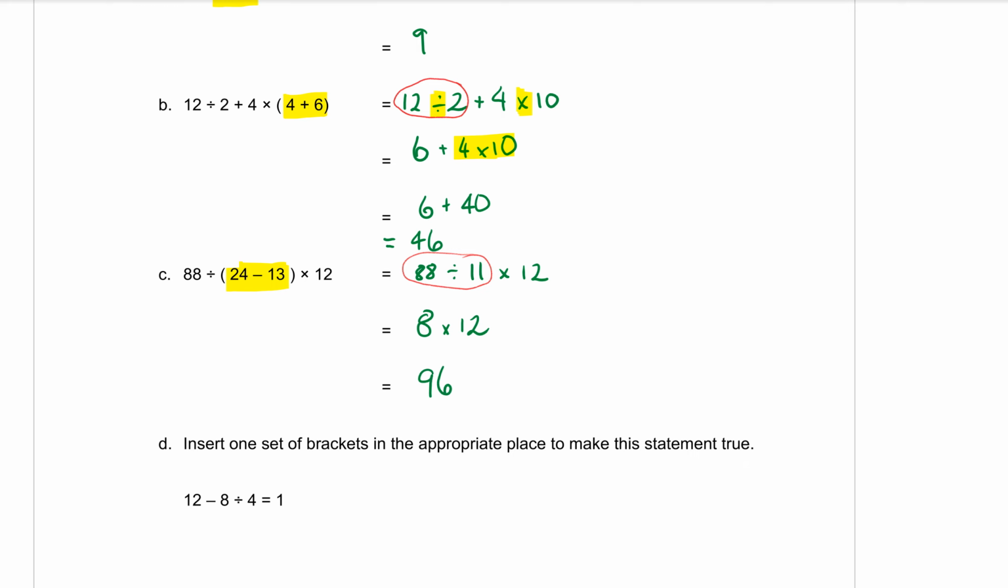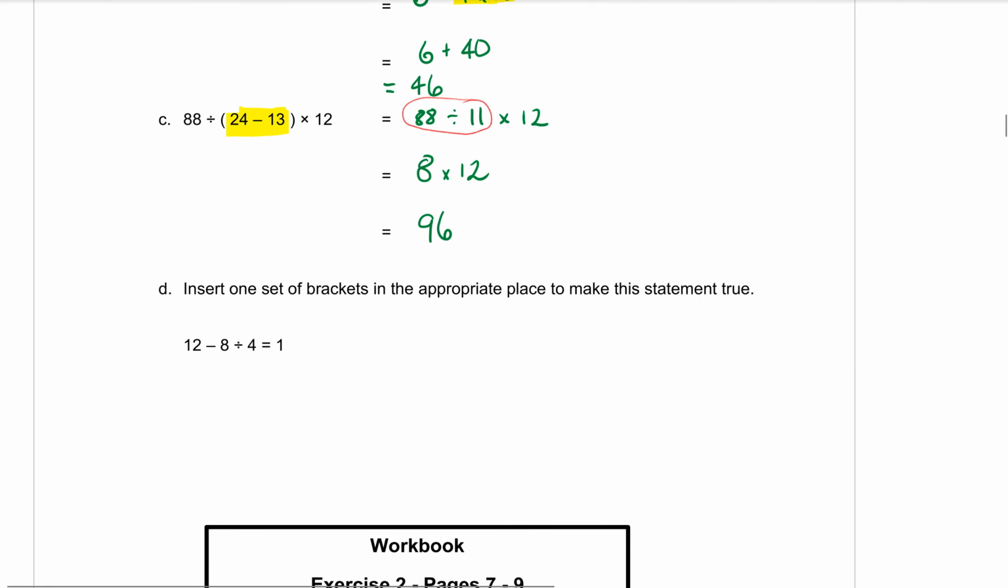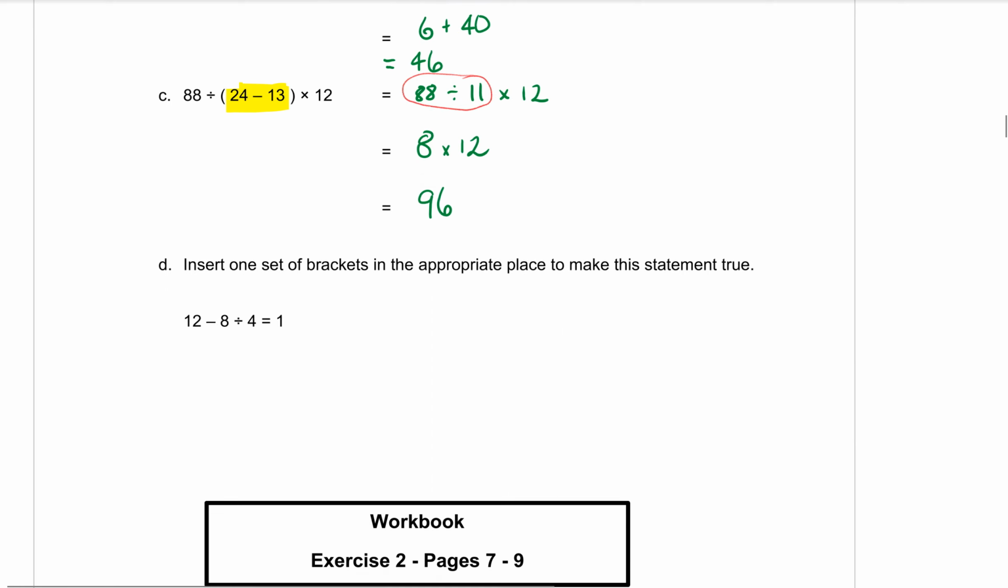Okay, so hopefully that is getting easier for you and you're practicing putting those equal signs underneath each other and just doing one step at a time, setting it out just like me. There is one more question here. It's a little bit different. In this question it says, insert one set of brackets in the appropriate place to make this statement true. So I have here 12 minus 8 divided by 4, and it says that that needs to be equal to 1. Now, does that equal 1?